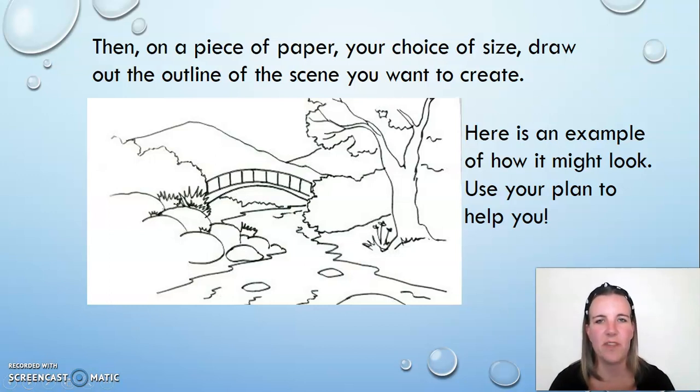Okay, so I'm sure you've had lots of time now to think about your plan, and you know exactly what sort of an image you want to create. Now's the time to really think about the outline that you are going to produce, that you're going to do your artwork on. So choose a piece of paper. You can choose the size of your piece of paper, A4 or smaller. It's completely up to you.